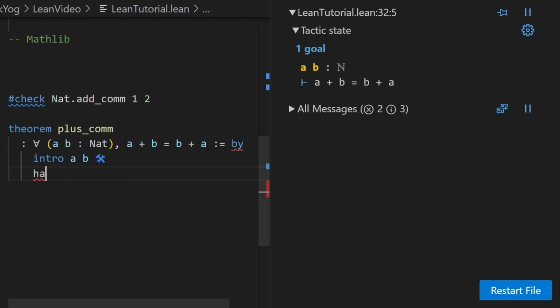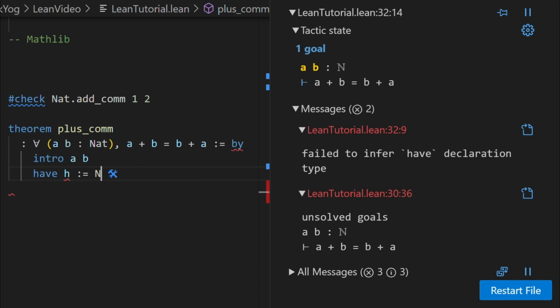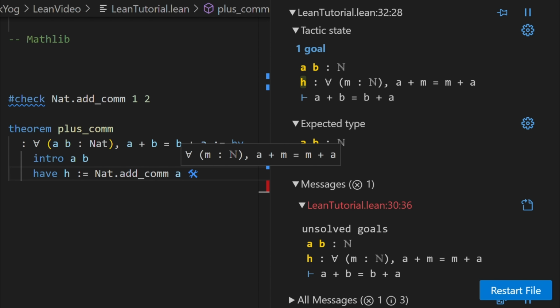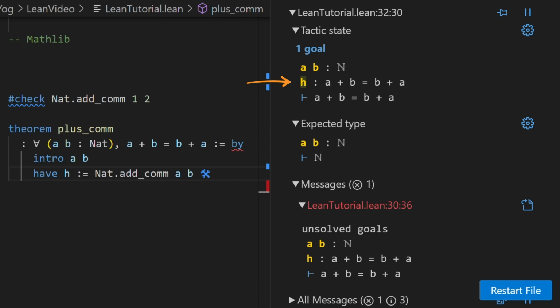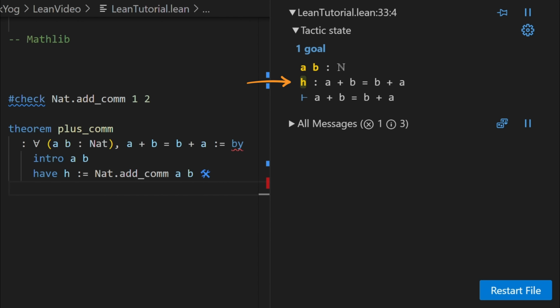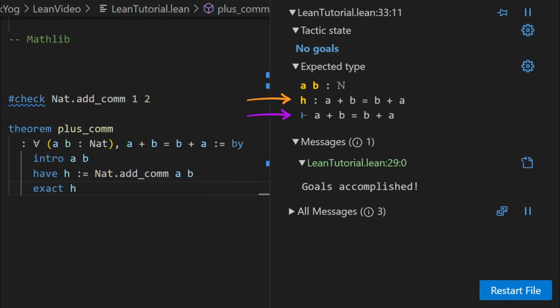Let's have h be the result of Nat.add_comm applied on a and b. The have tactic allows us to have extra hypotheses. We now have a proof h of a + b = b + a. And that's exactly what the goal is. Exact h. The proof is done.